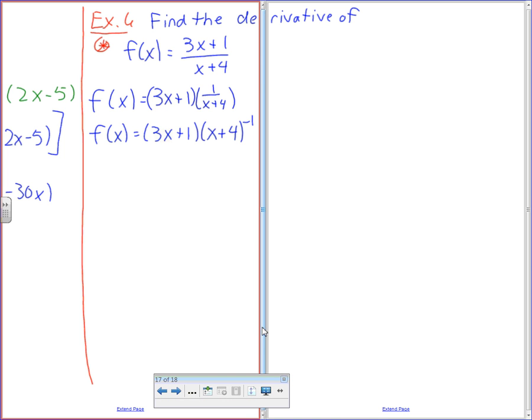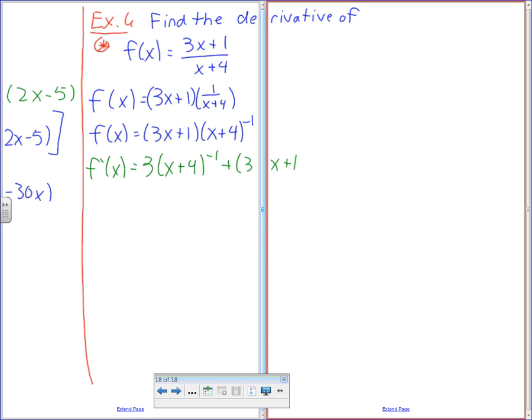All right, here we go. Can someone be brave and take the derivative of 3x plus 1? 3, thank you. Whoever said that, thank you. So f prime of x is going to be 3 times x plus 4 to the negative 1, plus 3x plus 1 times the derivative of x plus 4 to the negative 1. Can someone take the derivative of x plus 4 to the negative 1?